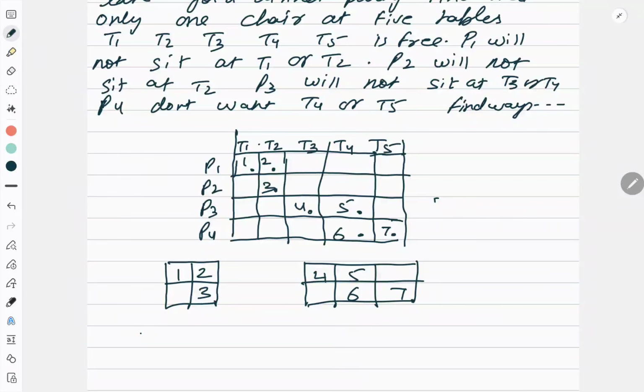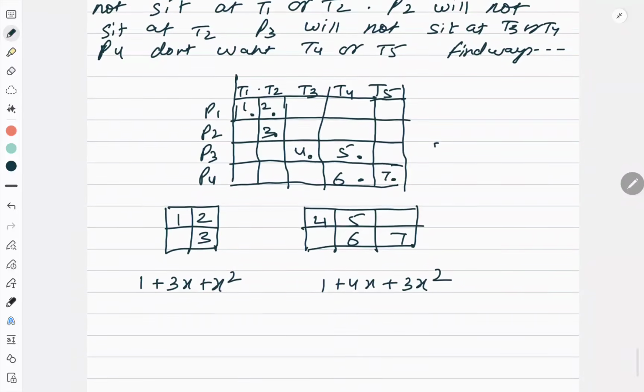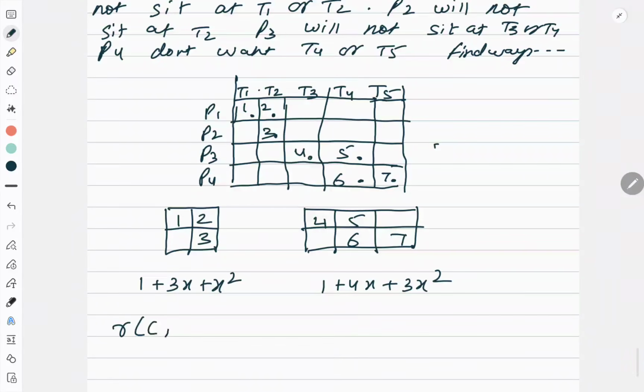So this board we have already solved: 1 plus 3x plus x square. And this board is also very easy, 1 plus 4x plus 3x square. So when you multiply these two, you will get the Rook polynomial of the whole board, which is equal to 1 plus 7x plus 16x square plus 13x cube plus 3x to the power 4.